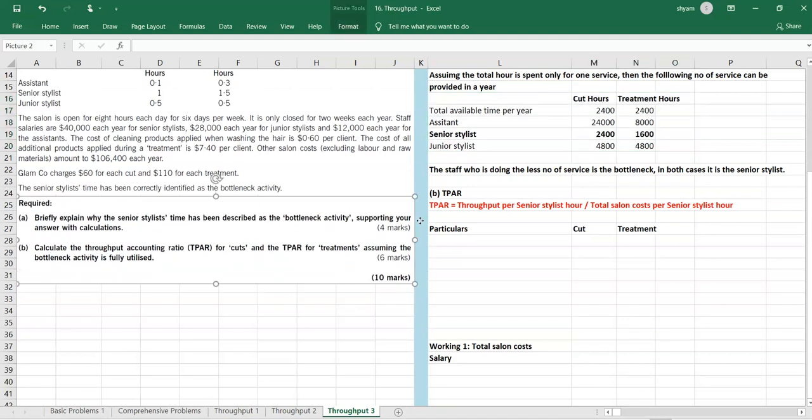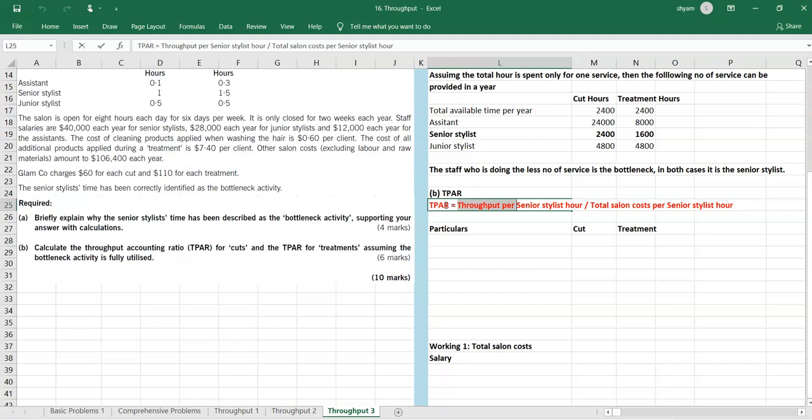So we'll move on to the second part of it, finding out the TPAR. How will we find out TPAR? TPAR is throughput per senior stylist hour divided by total salon costs per senior stylist hour. So both these numbers we have to get. We'll first start with selling price per unit, then direct material per unit, then you will get throughput per unit.